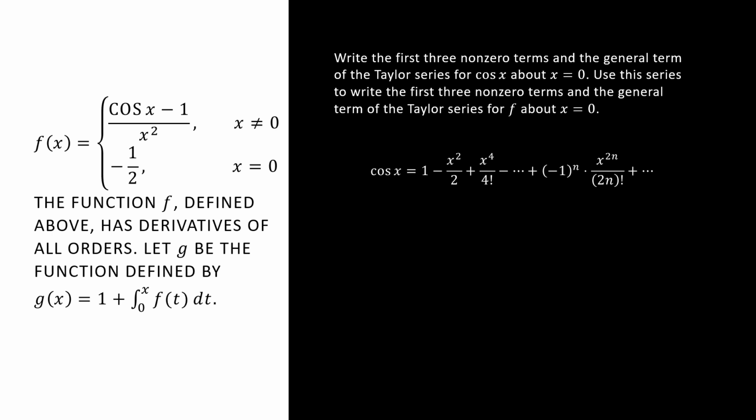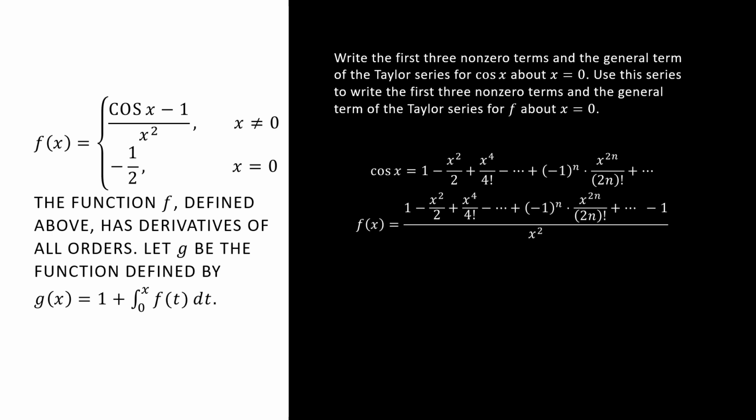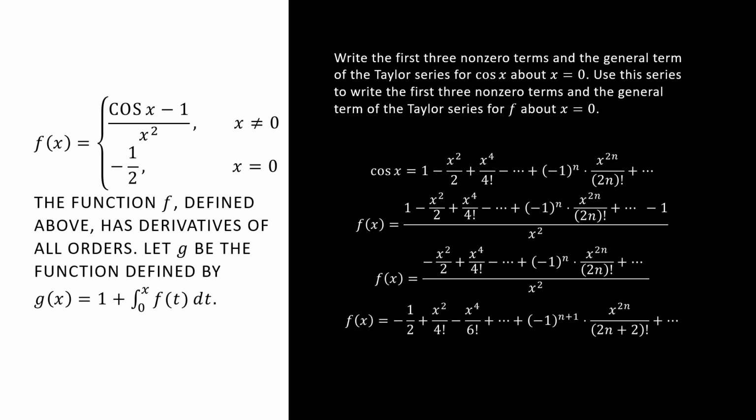So f says to take cosine, which we have, and then subtract 1 from it and divide it by x squared. So I'm literally taking that series, subtracting 1 from it, dividing by x squared, and then simplifying. When I simplify that, I get the function negative 1/2 plus x squared over 4 factorial minus x to the 4th over 6 factorial, and so forth. All right, so for this one, I'm going to get a point for knowing my memorized series, a point for the first three terms of f, and then a point for the general term of f.